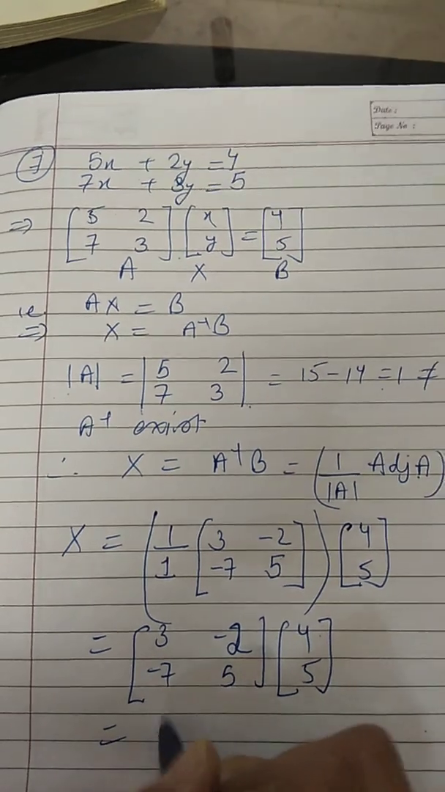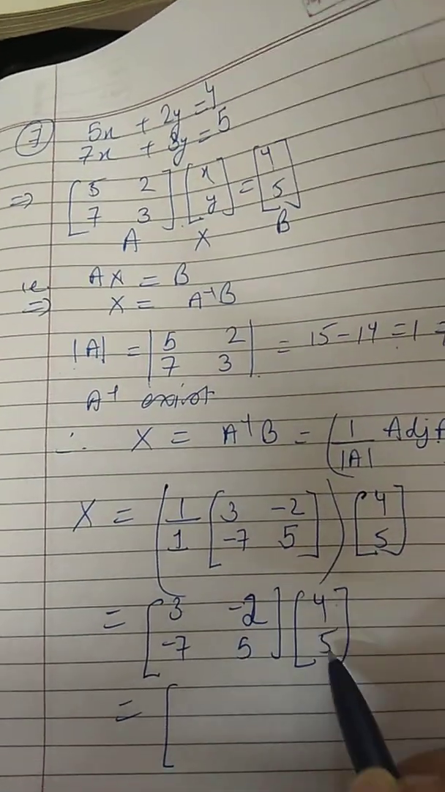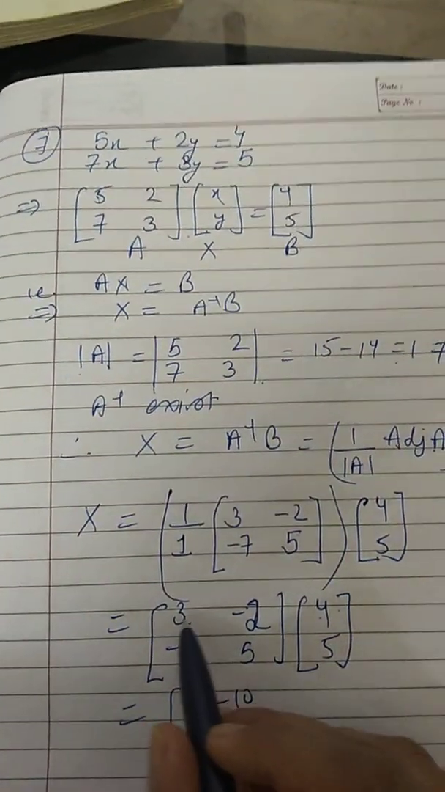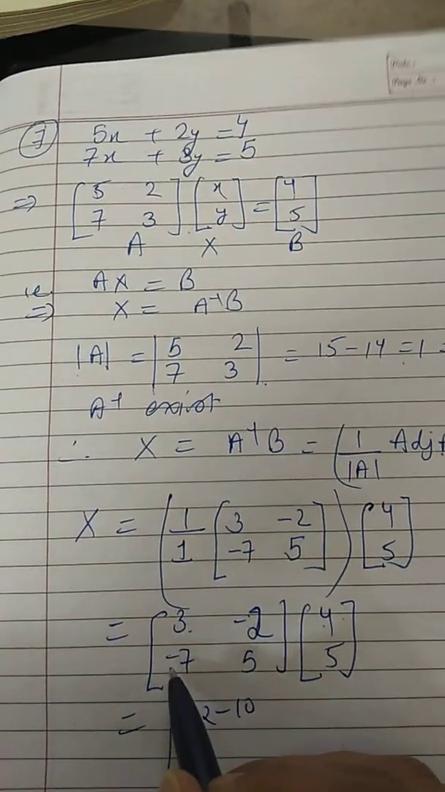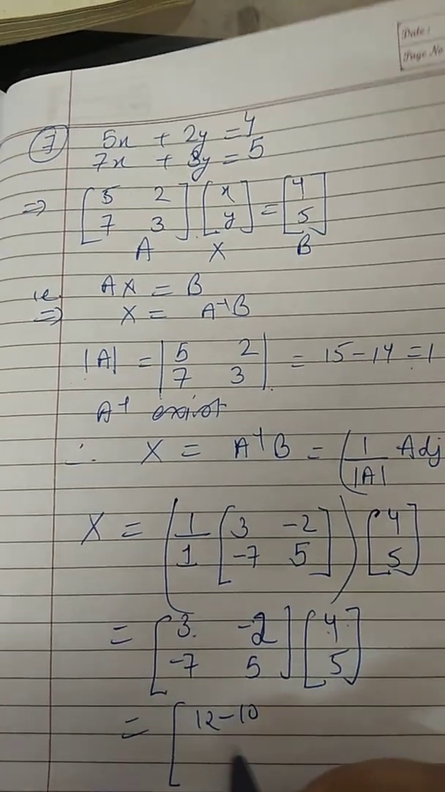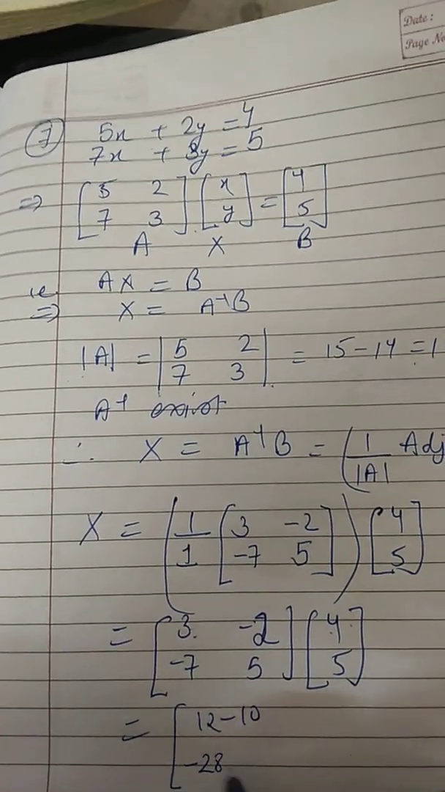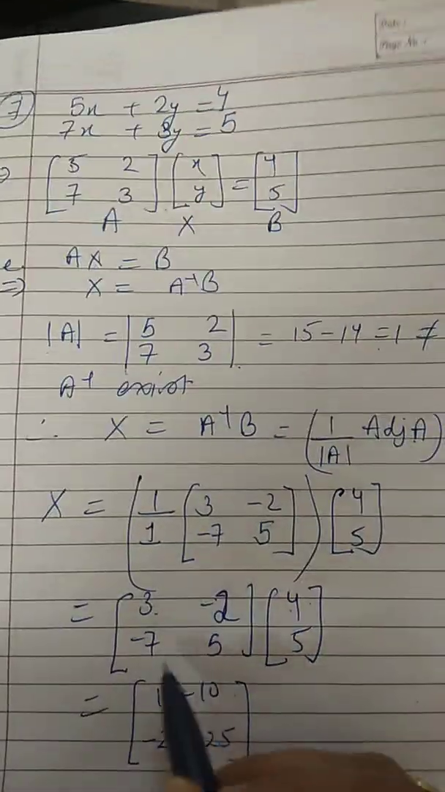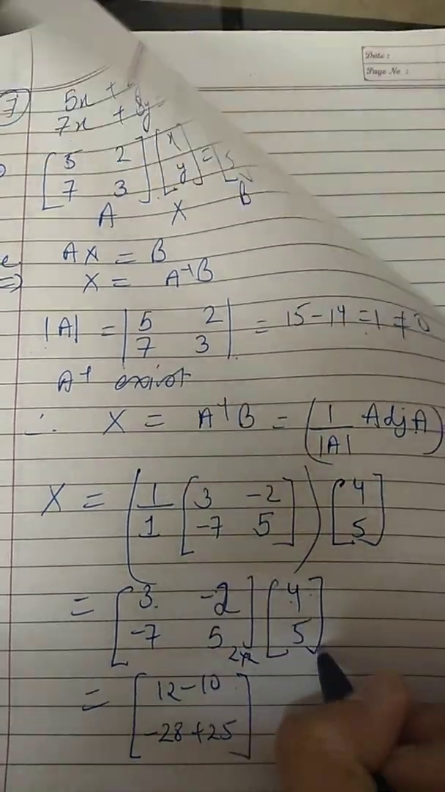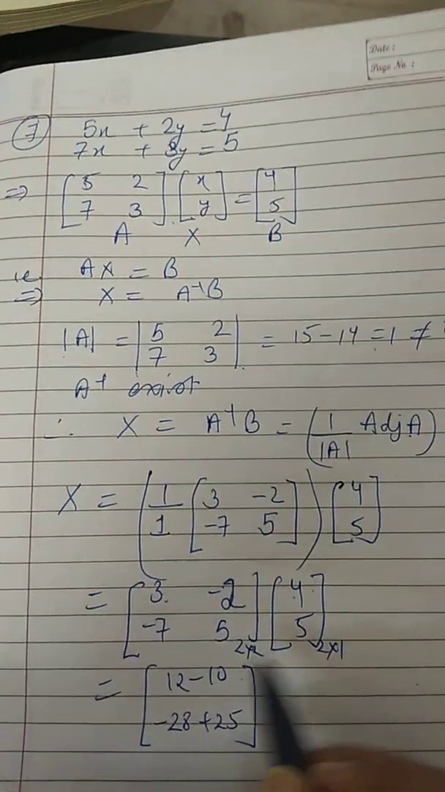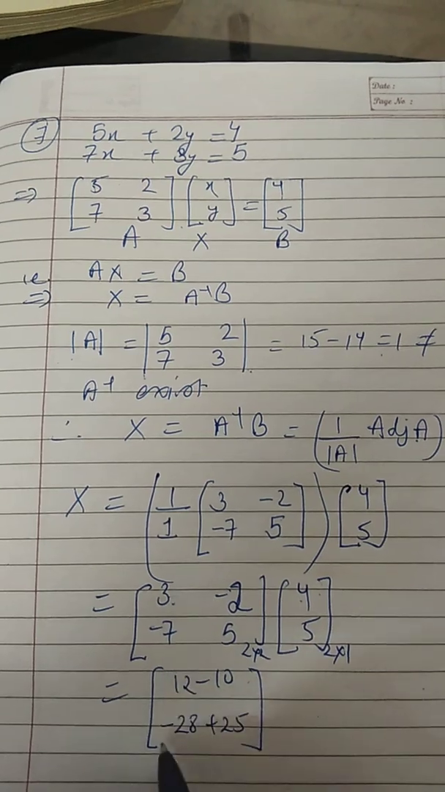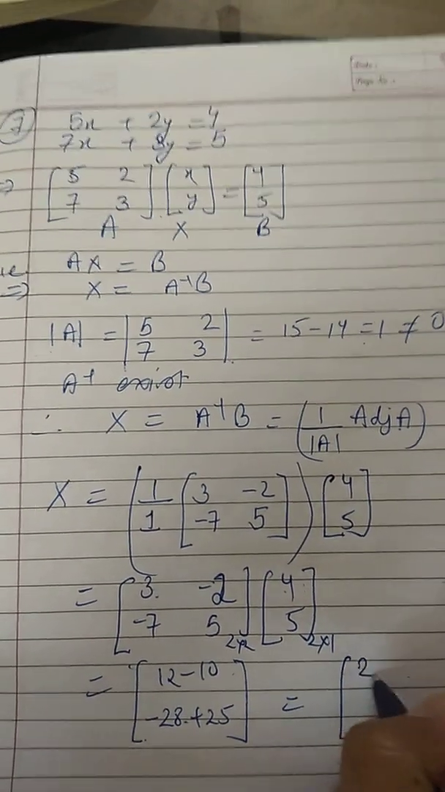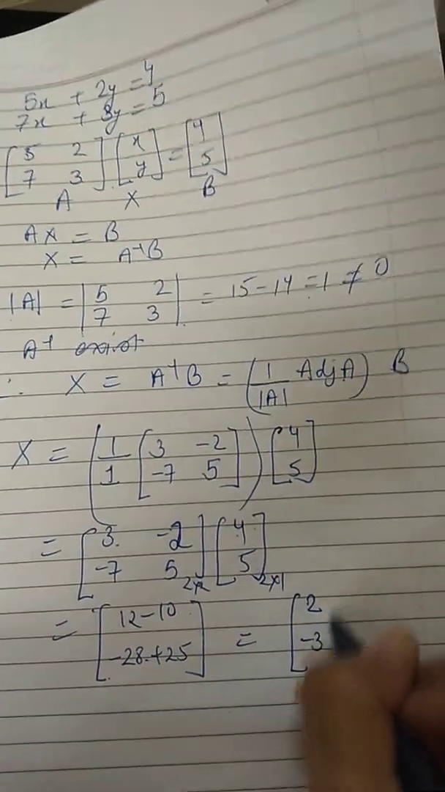So when we are solving it, first row will go to the first column, it is 12 minus 10. Then the second row will go to the column, it is minus 28 plus 25. Done? Because this is of order 2 by 2, this is of order 2 by 1, so the resultant will be of order 2 by 1 only. So that is 2 rows but 1 column, which is further equal to, this is 2 and this is equal to minus 3.